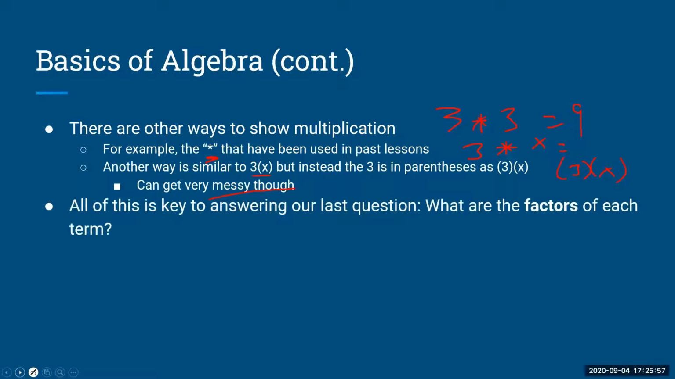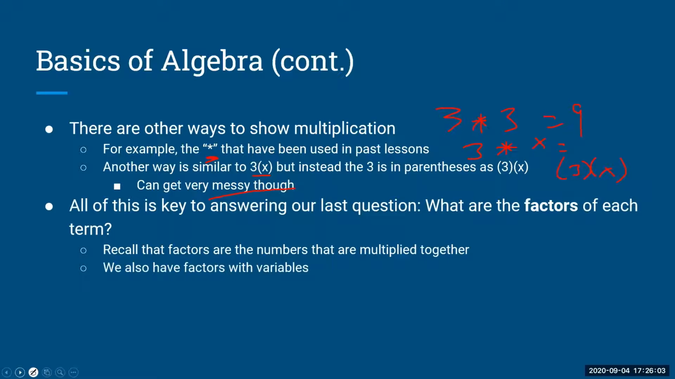All right, so what are the factors of each term? So recall that the factors are numbers that are multiplied together, and factors can also include variables. So let's look at the expression again. What do you guys think? So you have 3x plus 2xy minus 2 times 3, which can be simplified, plus 4y over x. What do you guys think are the factors of each term?